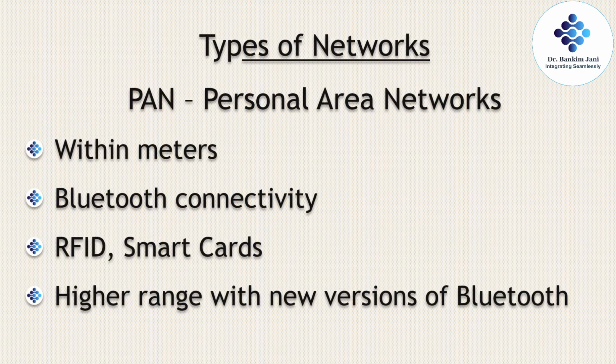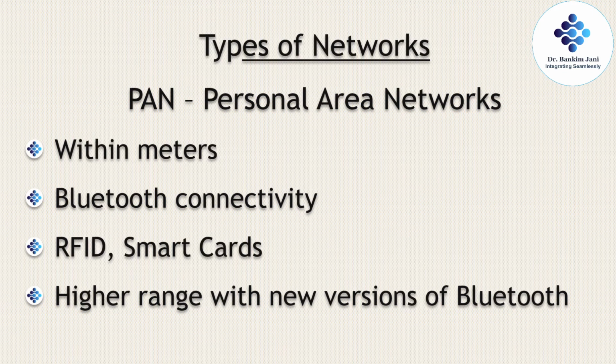Networking is divided into several types as per its size. So first is PAN, Personal Area Network. Now this is within 1 meter. Say for example Bluetooth connectivity, RFID, smart cards, they are examples of it. No doubt with the newer versions of Bluetooth, the range has increased.